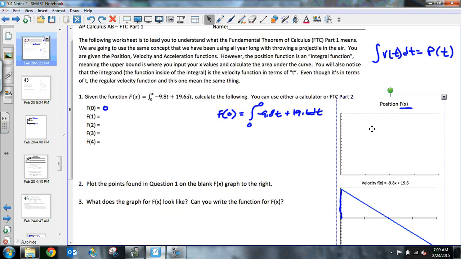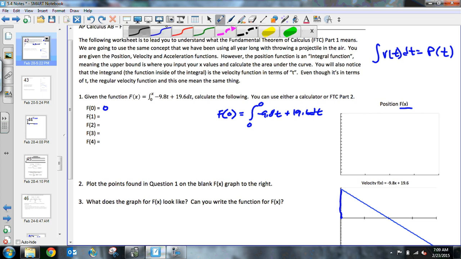Now, here's what I'm going to do. And here is the big thing. Now that I've calculated the area under that curve between 0 and 0, I'm going to come up to my velocity function, and I'm going to plot that point here. So my position at time 0, when that object is first launched from the ground, has a height of 0.